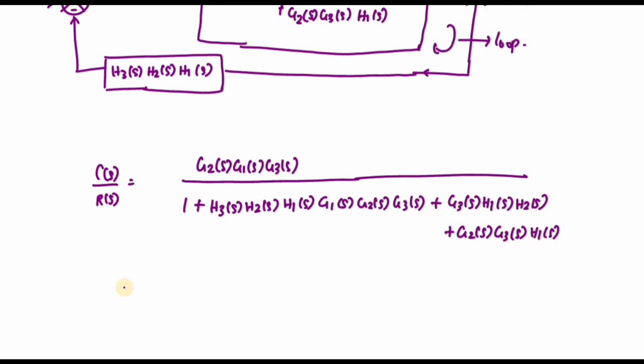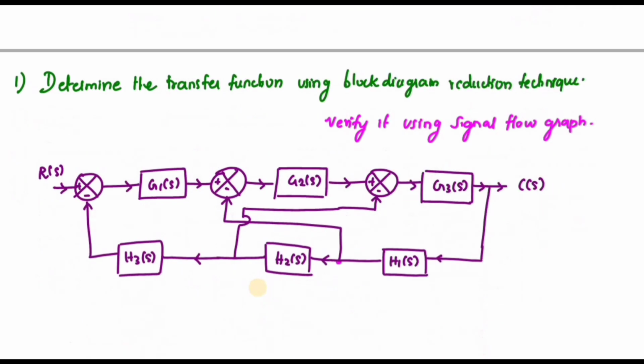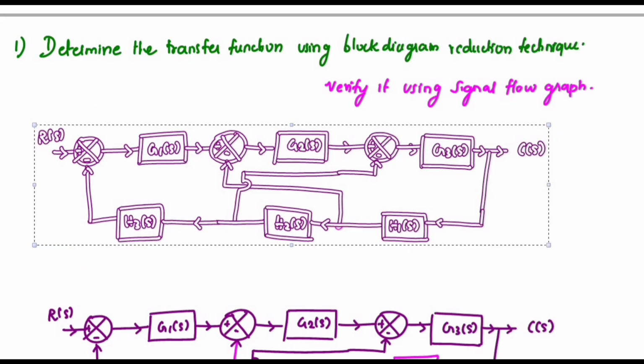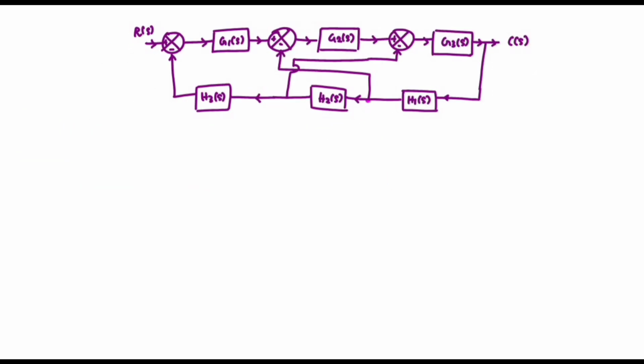Okay, so you can see, this is what I am going to verify with the help of a signal flow graph. By applying the signal flow graph to this diagram, do I get the same answer or not? So just copy this block diagram and paste it here, and I am going to verify it by replacing the nodes and all with the help of this signal flow graph.